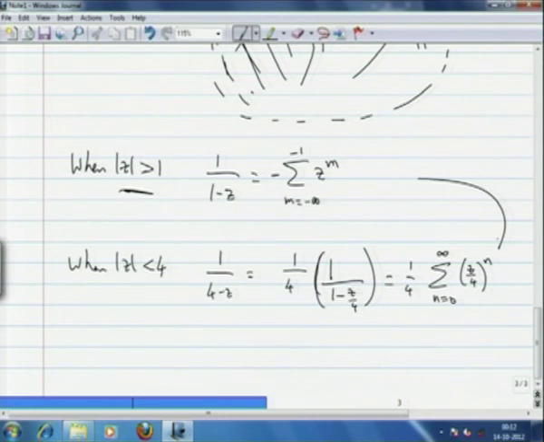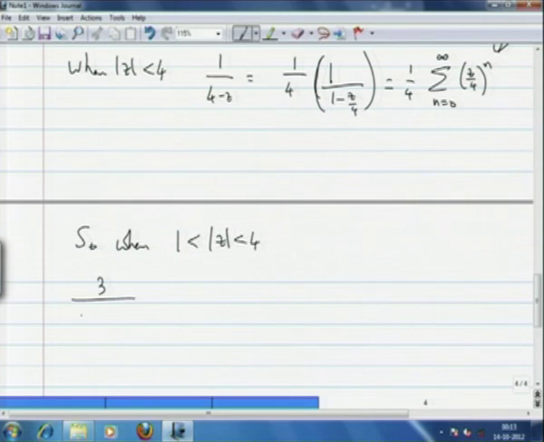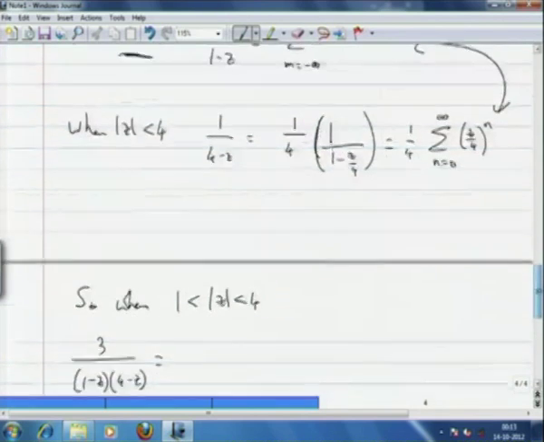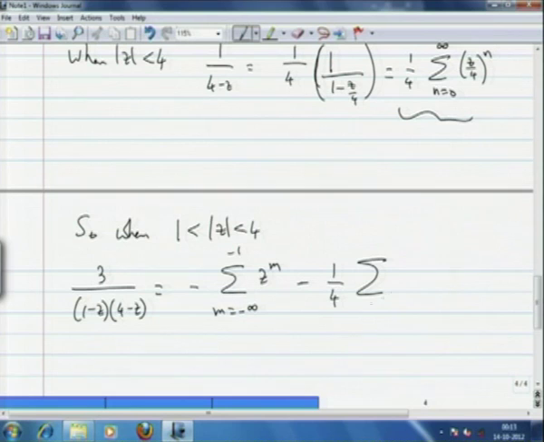So, put together, these two expansions are valid on a common region, namely when 1 is less than modulus of z is strictly less than 4. We have this function 3 by 1 minus z times 4 minus z written as minus sigma m equals minus infinity through minus 1 of z power m, minus 1 by 4 times sigma n equals 0 through infinity, z by 4 raised to n.